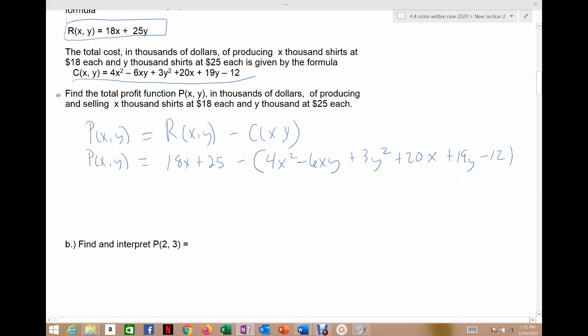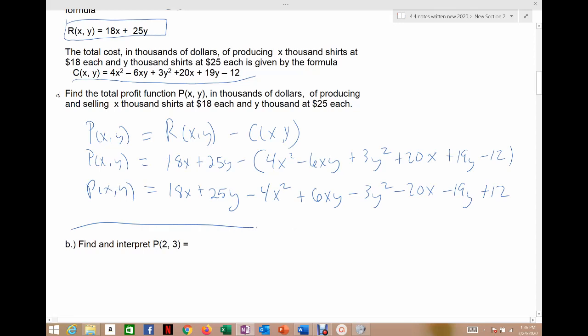All right, so the big important thing here is make sure you put parentheses, because I'm going to have to distribute that negative before I can collect my like terms. I forgot my y there, 25y. And so everything in the cost function should have the opposite sign than the original. So if it was positive in the original, it should be negative. If it was negative in the original, it should be positive. So I get a negative 4x squared plus a 6x times y minus a 3y squared minus a 20x minus 19y plus 12. All right, so step 1, careful distributing your negative. And then the last step, collect like terms.